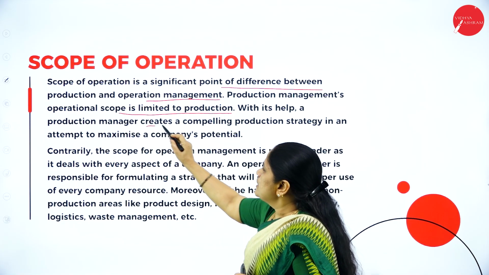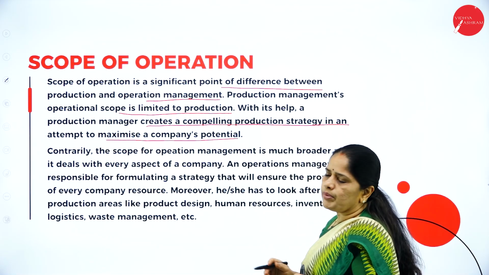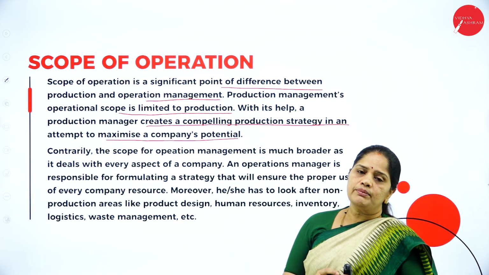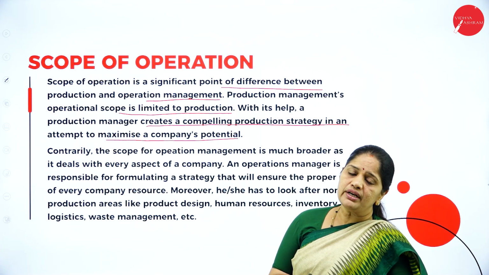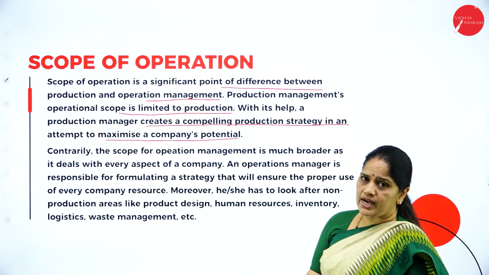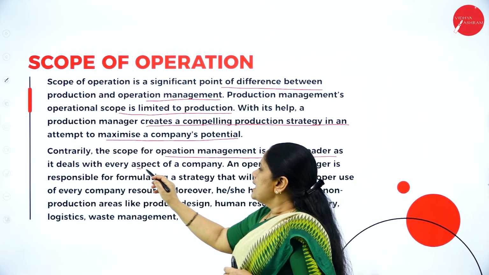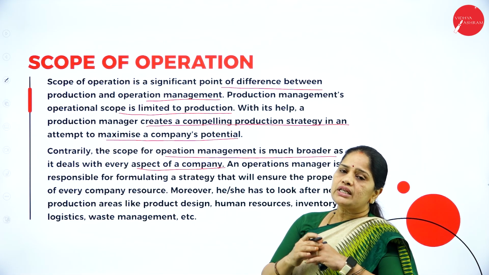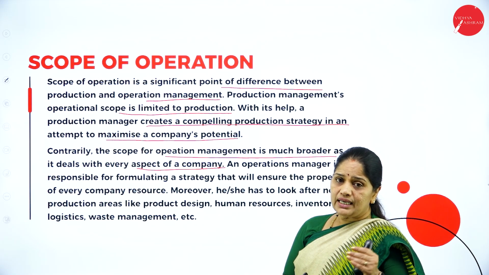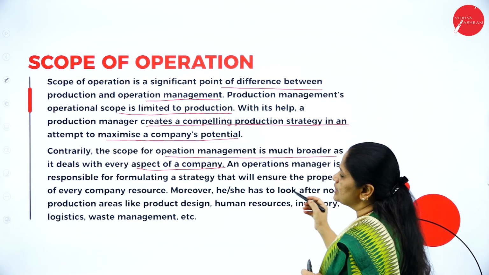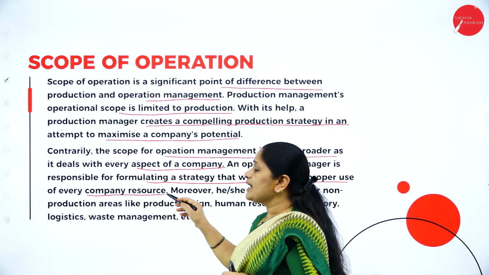Production management's operational scope is limited to production. With its help, a production manager creates a compelling production strategy in an attempt to maximize a company's potential. So it will be the duty of the production manager to ensure that there is proper production going on in the organization, which is meeting the company's production strategy. Contrarily, the scope for operation management is much broader as it deals with every aspect of the company. So in operation management, it deals with all the aspects of the company, whereas production deals with only the production aspect.